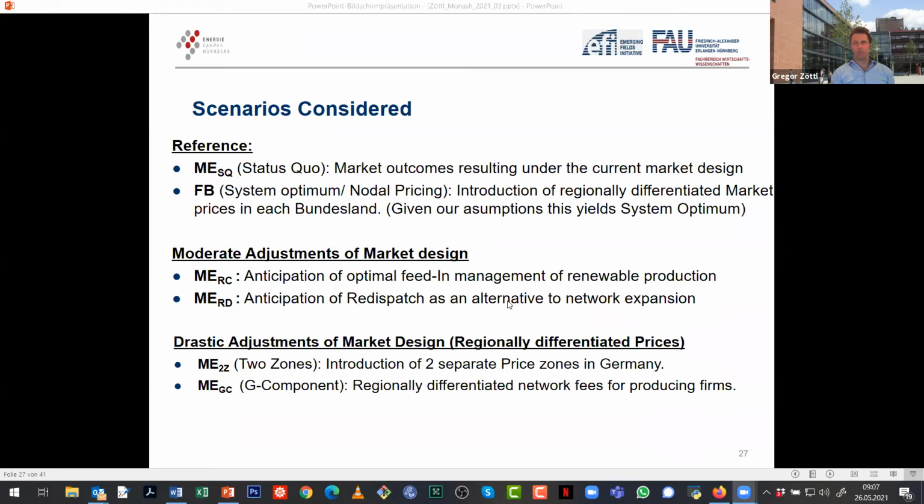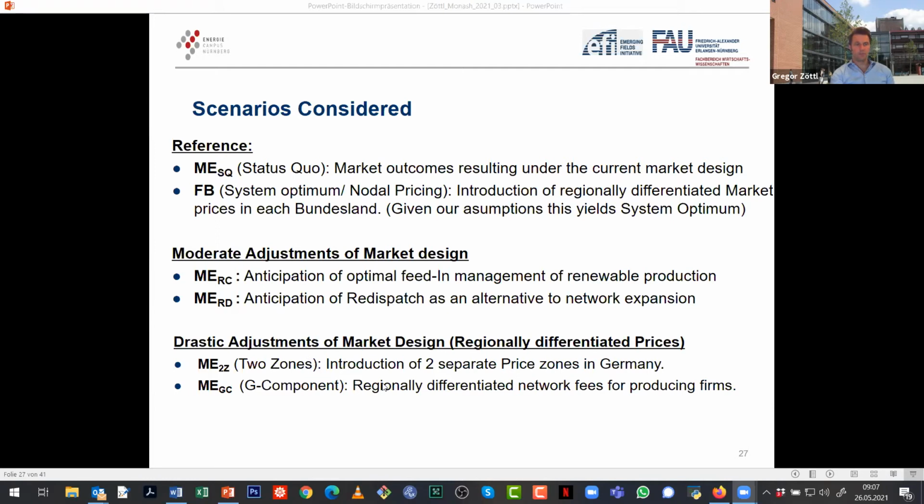So basically down somewhere in the engine room of doing this network planning. So allowing more flexibility at the time of planning the network, anticipating that later on you will be able to switch down green electricity, and anticipating when building a network that later on you will be able to do redispatch. And there would be more drastic adjustments, which we also looked at.